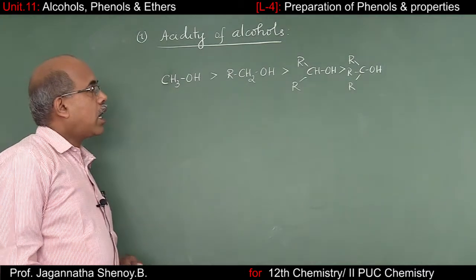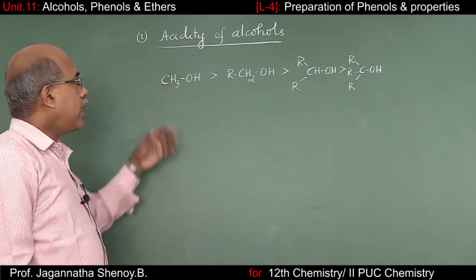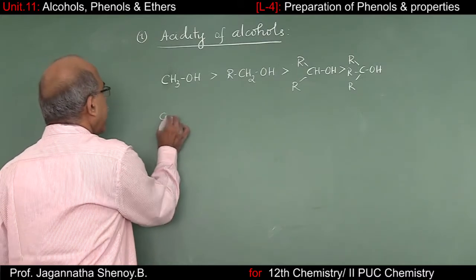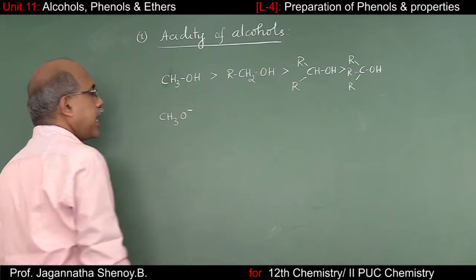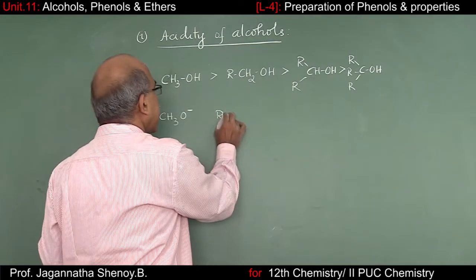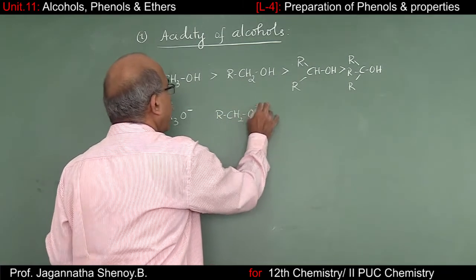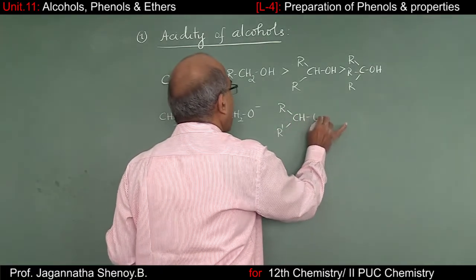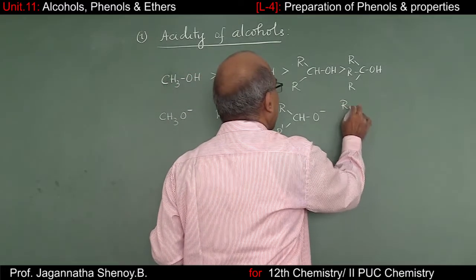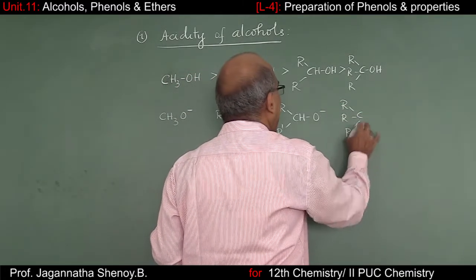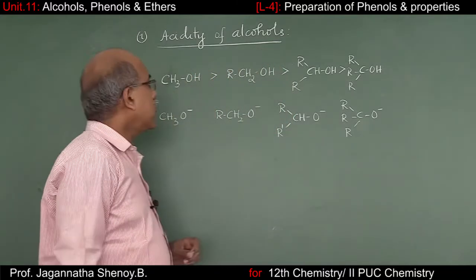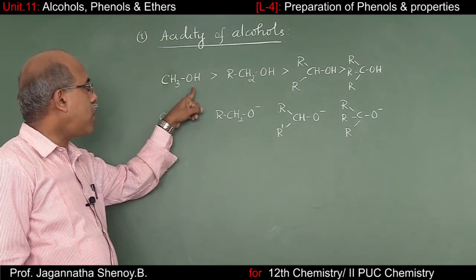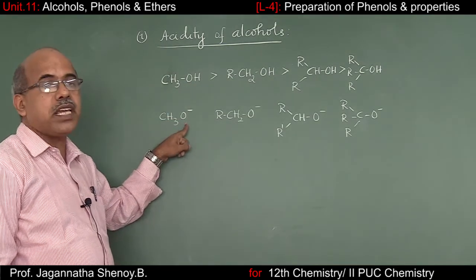I'll consider their conjugate bases. When I say conjugate bases, I have to remove H plus from those species. So when I remove H plus, in the first case I get CH3O minus. In the second case, it is RCH2O minus. Here, RCHR dash O minus, and finally here it should be RCR and R O minus. Now, if this is the strongest acid among the alcohols, the conjugate base must be the weakest.